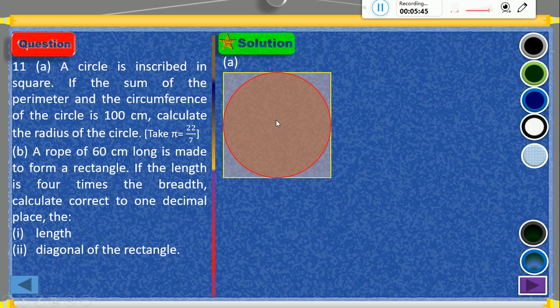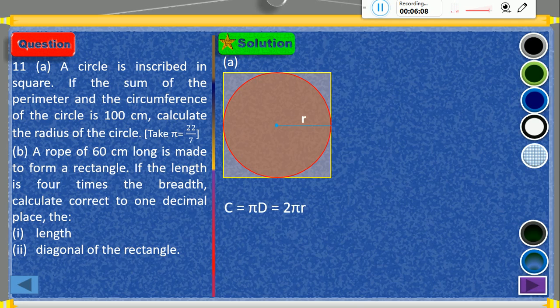First, draw the square and then draw the inscribed circle. That's the diameter of the circle. As you can see, the diameter is equal to the length of the square. That's the radius of the circle. Let's represent it with r.